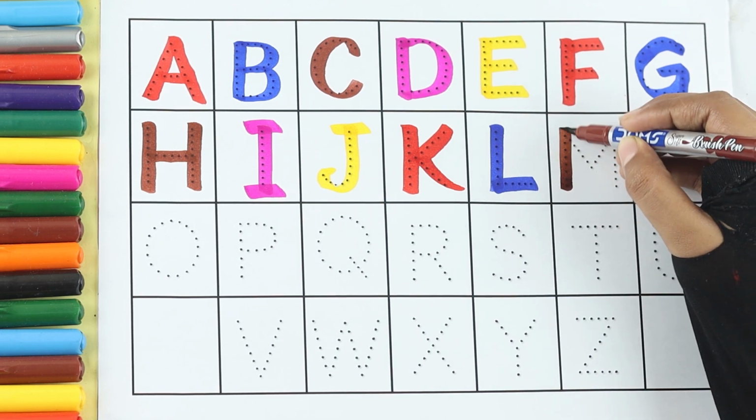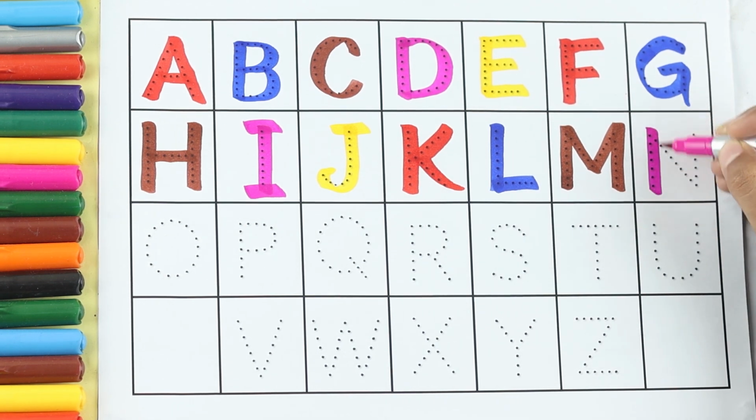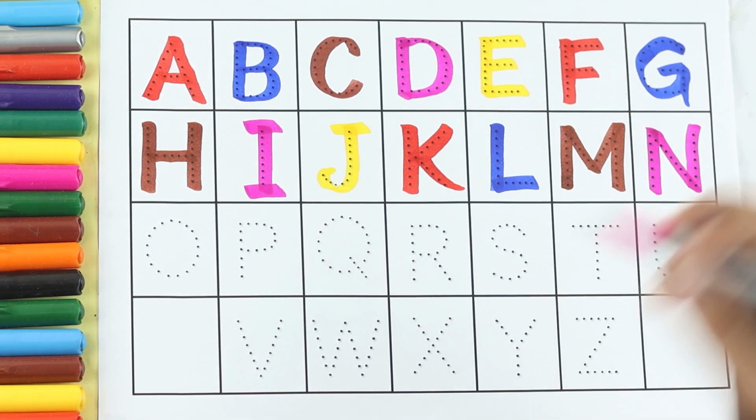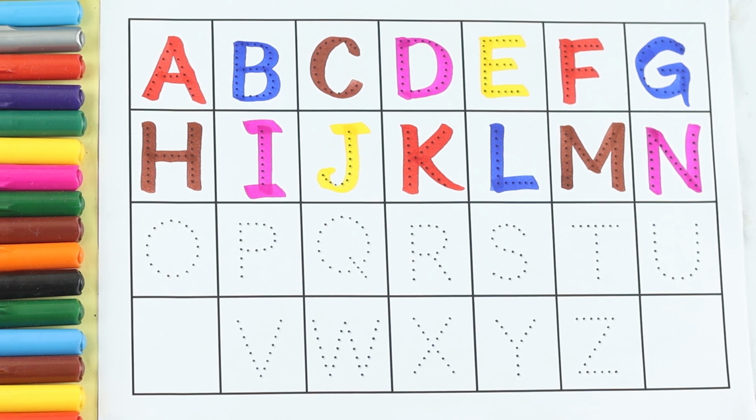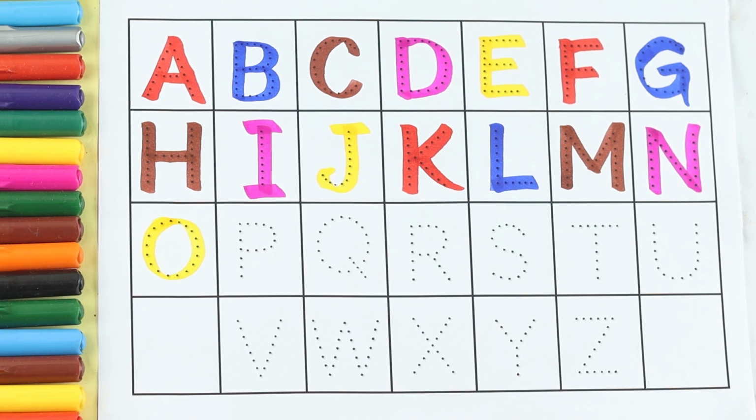Brown color, M for monkey. Pink color, N for nest. Yellow color, O for orange.